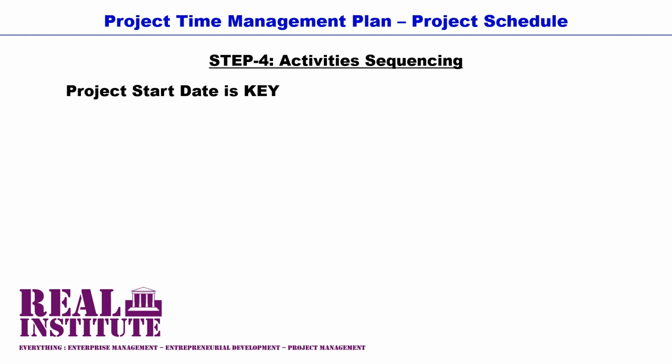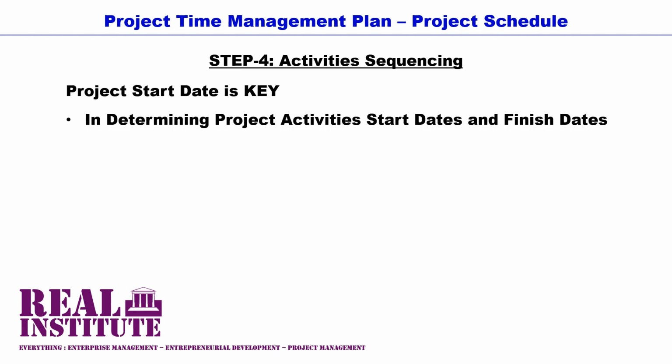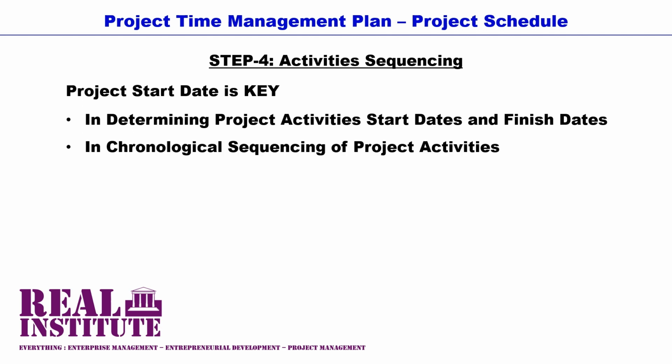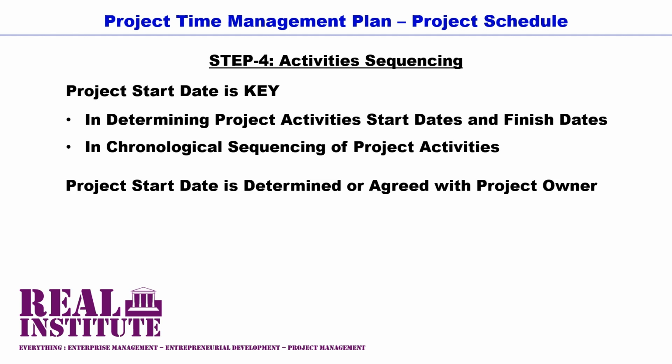Durations and dependencies on their own are not enough to determine the project schedule, but the start dates and end dates or finish dates for each project activity are important. The assignment of the start dates and finish dates for the project activities is done in the order of their succession, in the order of their dependencies. And this can only be done once and if and when the project start date has been determined and agreed by the project sponsor or by the project owner or by the customer or client.